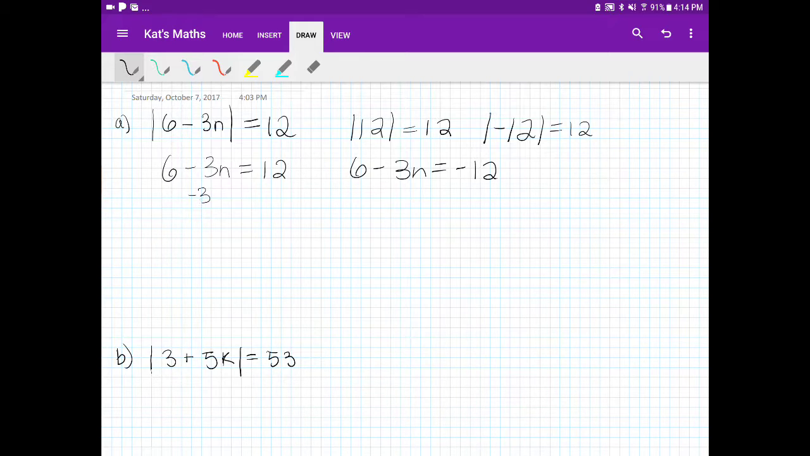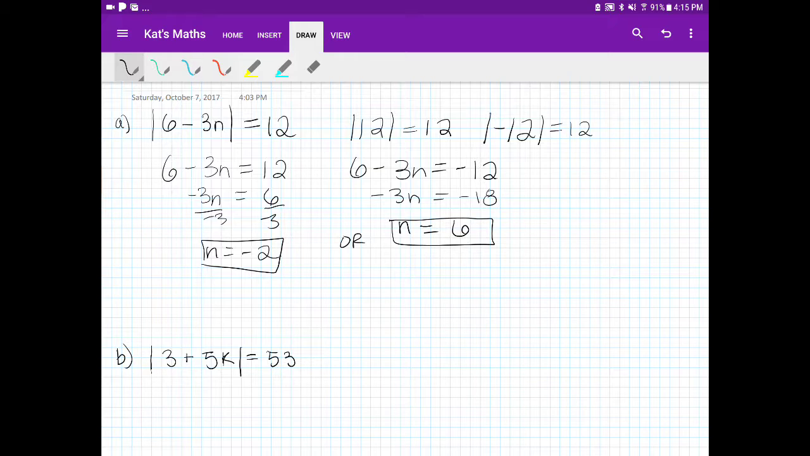So we've got negative 3n equals 6. N is equal to negative 2. And then here we've got negative 3n is equal to negative 18. So n is equal to 6. And so for absolute value, you're always going to have a this or this. And the answer can be 0. You can get 0 as well.